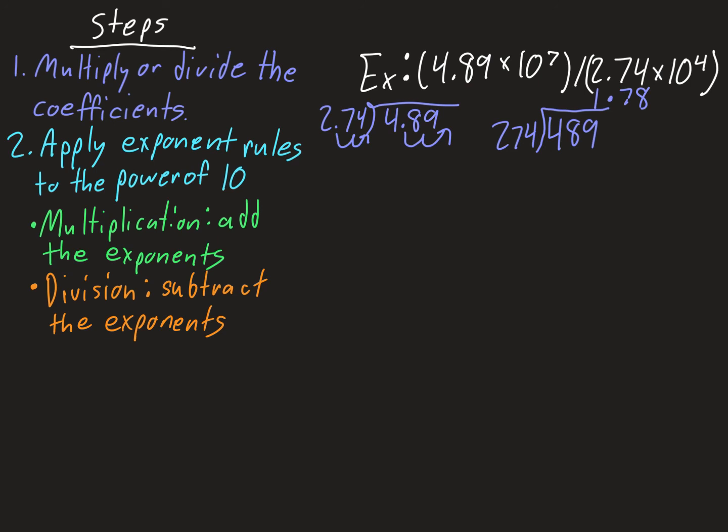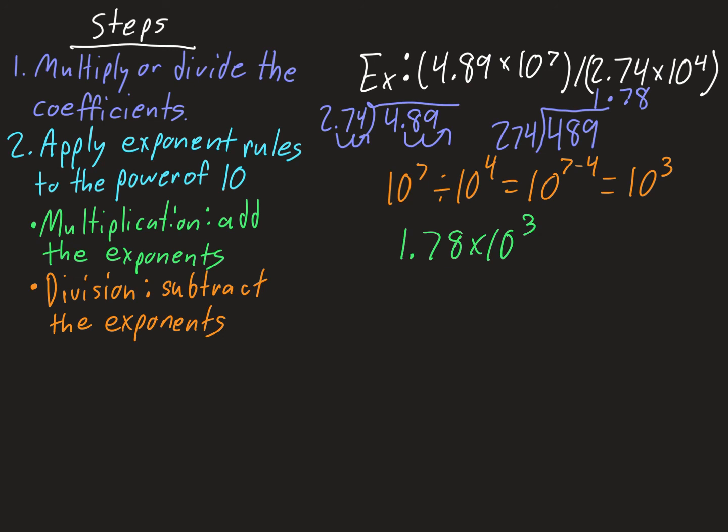Now we're going to apply the exponent rules. Remember, whenever you are dividing numbers with the same base but different exponents, you have to subtract the exponent. So 10 to the 7th divided by 10 to the 4th is 10 to the 7 minus 4, which is 10 to the 3rd. And our final answer is 1.78 times 10 to the 3rd.